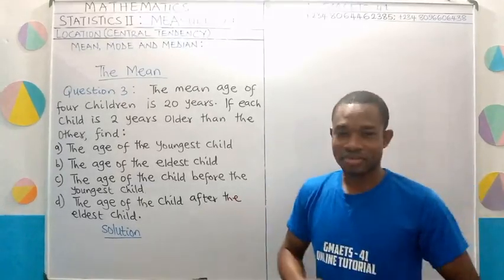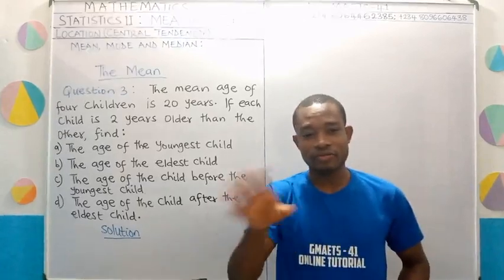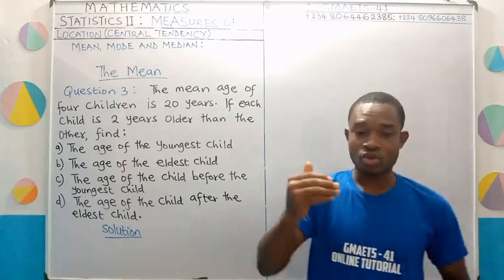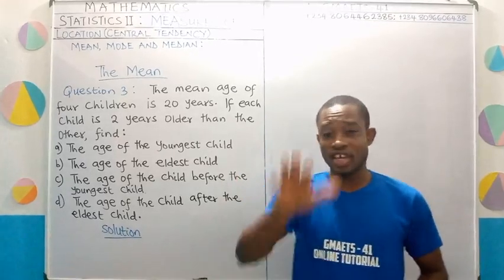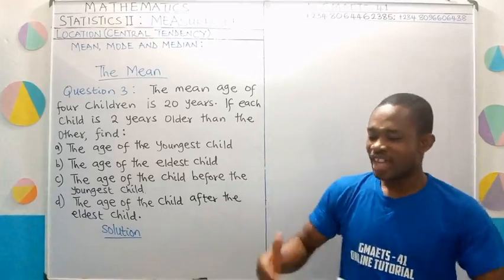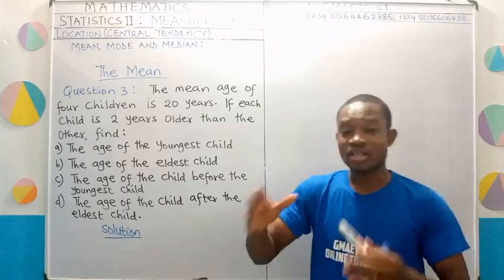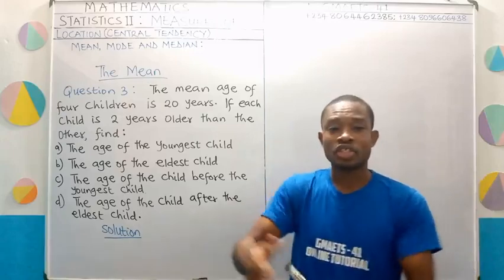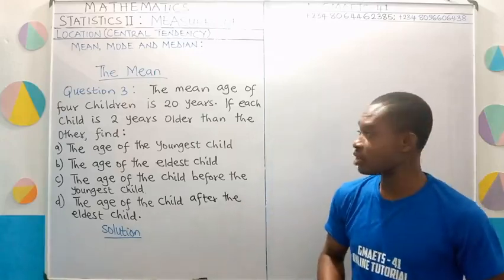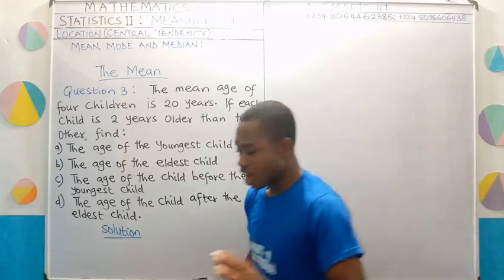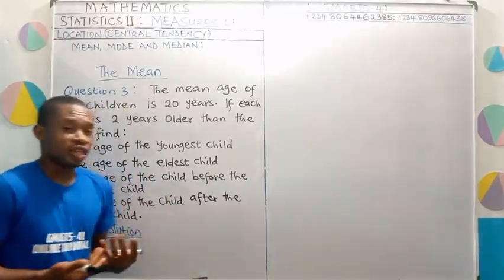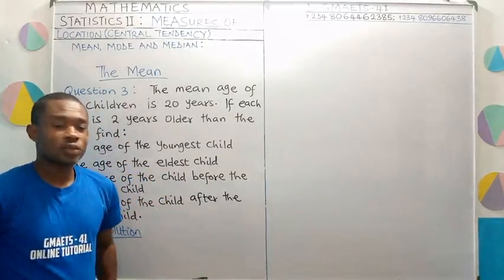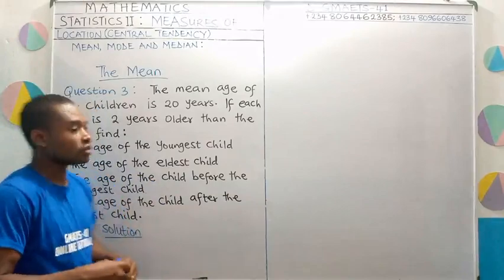So think about this. In a house, 4 children. Each of them is 2 years older than the other one. We are asked to find the age of all of them. Now, the age before, the age after, that's to help you know the particular child whose age they want you to get. How do we solve this question? We don't know the age of any one of them at all.